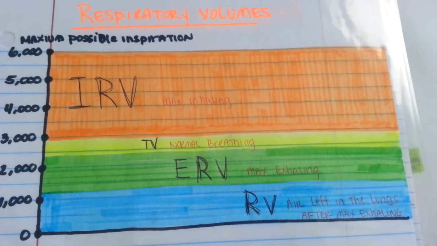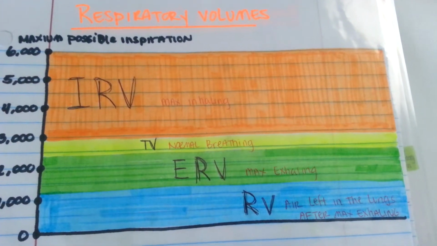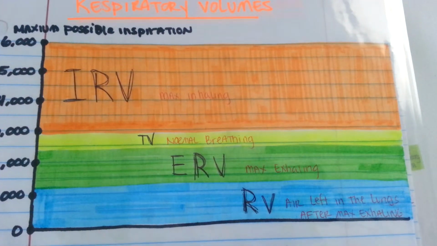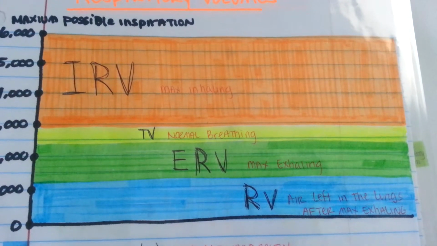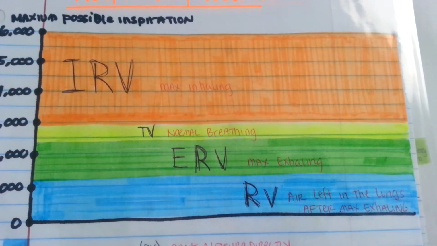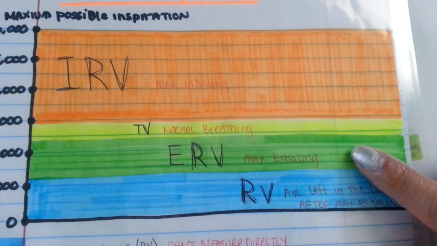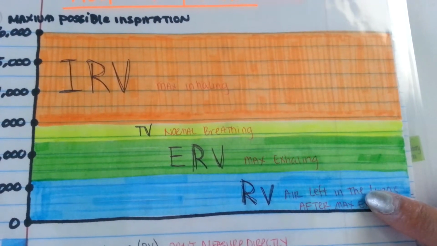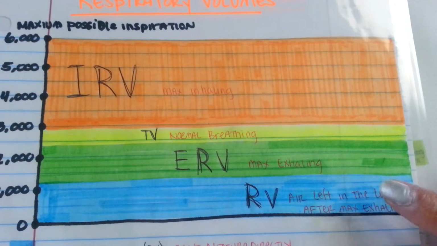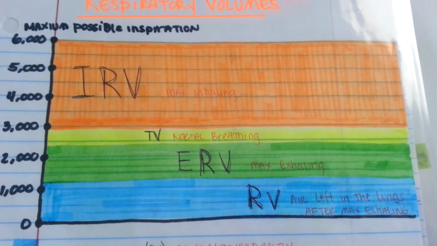Okay, and of course the TV here in yellow, that's normal breathing. Okay, normal inhale, exhale action. The RV in blue is the air left in the lungs after the maximum exhalation. That's the air that we cannot measure directly. Just remember that after you exhale your max, there's still some air left in your lungs. We can't completely empty our lungs, alright? So that's why we have the RV here, because that's the air that's left in the lungs after the maximum exhalation.